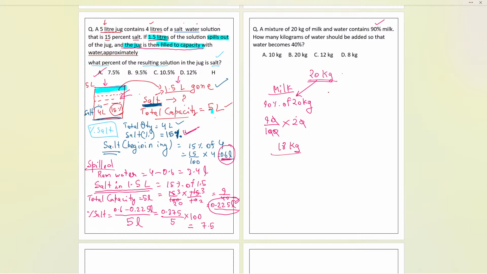Now, that is the milk. Can we now calculate the water present here? Yeah, that is the easy part. Just subtract from the total: 20 kg minus 18 gives the remaining, which is the water, 2 kg.